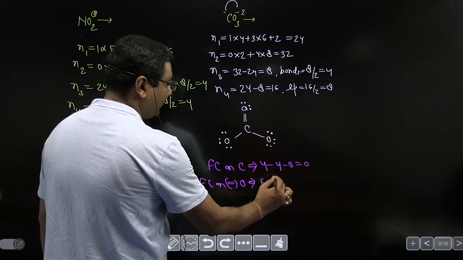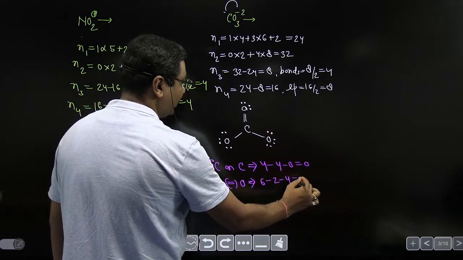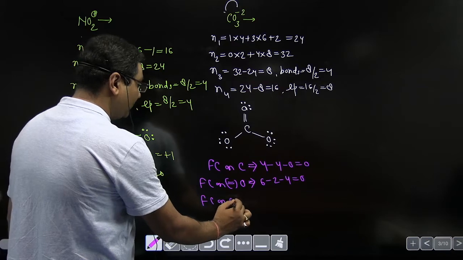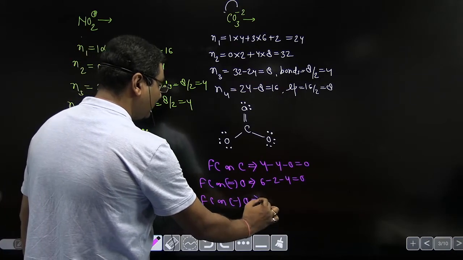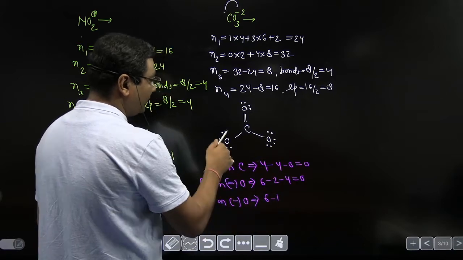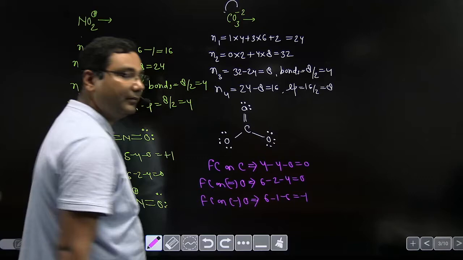Oxygen contains 6 electrons, 2 bonds associated with the atom, and 4 unshared electrons. So again the formal charge is 0. Now the formal charge on the single bonded oxygen. Oxygen contains 6 electrons, 1 bond, and 6 unshared electrons. So now it is minus 1.